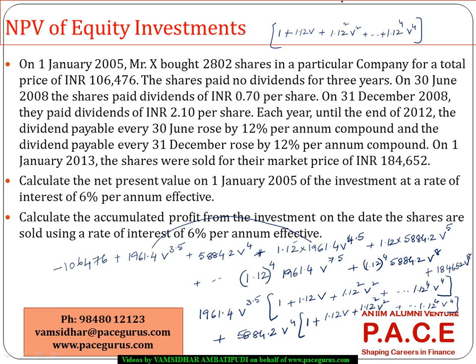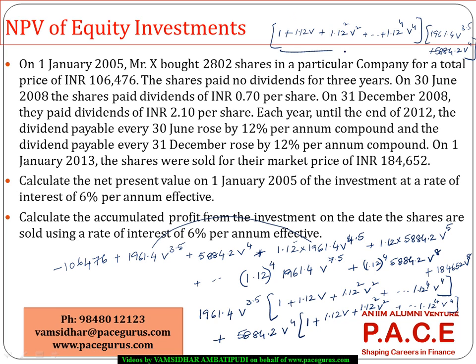This, if I take out, what I am left with is 1961.4 V power 3.5 plus 5884.2 into V power 4. So this would have been the simplification part of all the intermediate payments.